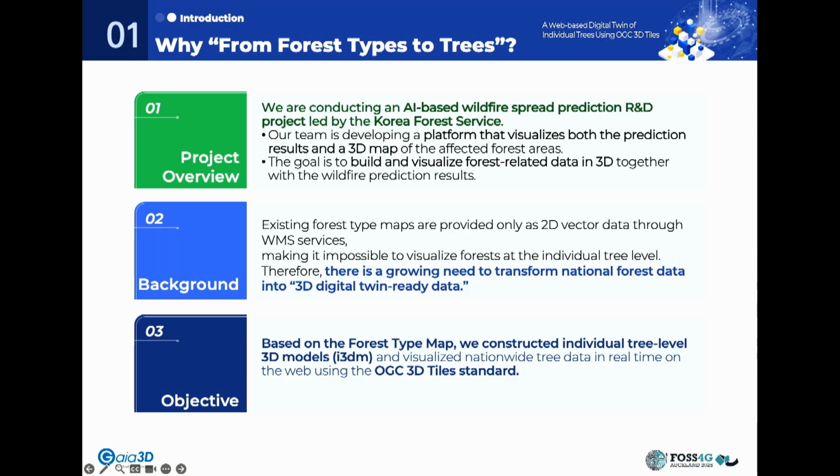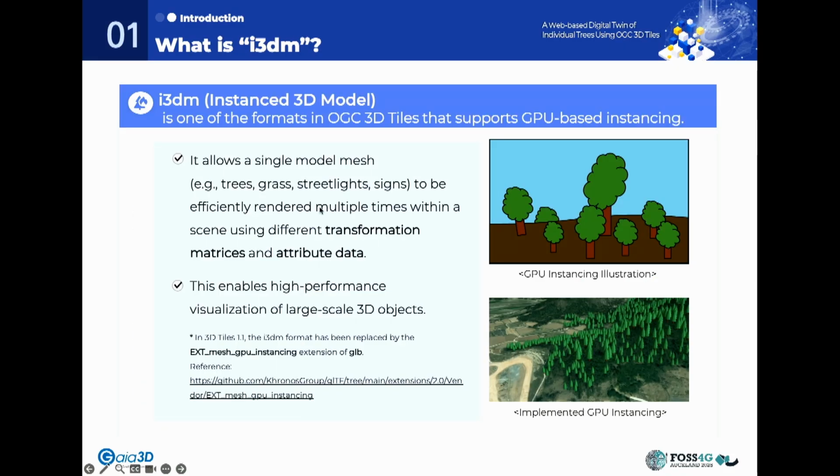However, information at the individual tree level, such as species, height, and location, is essential for precise wildfire spread prediction and for managing a digital twin forest. To solve this, we created 3D models of individual trees based on the forest type data and visualized them on the web using the OGC 3D Tiles standard. Now let's take a look at how we made this possible.